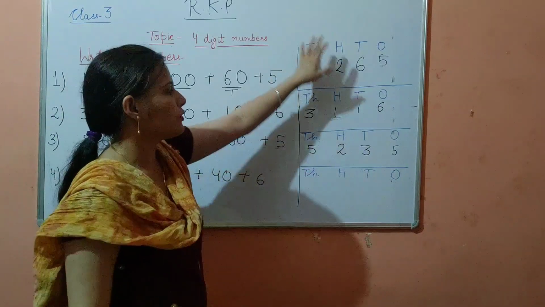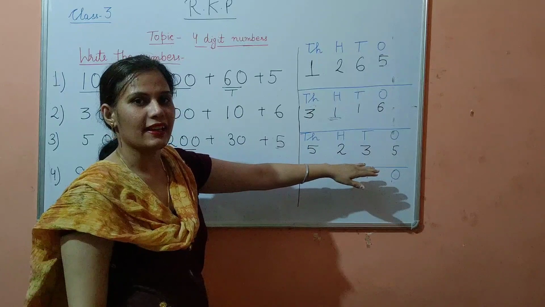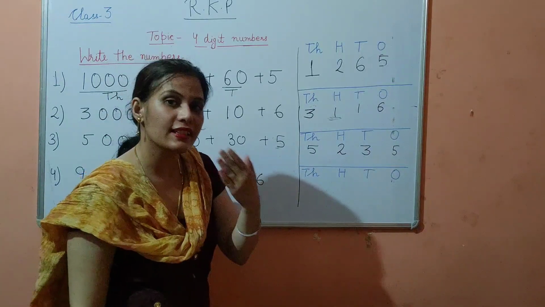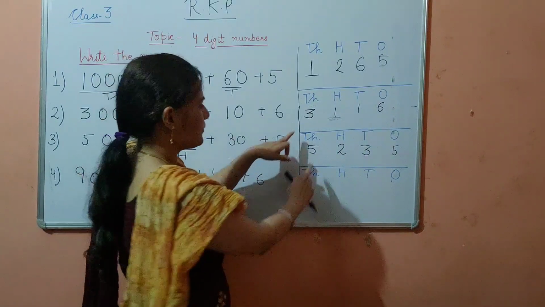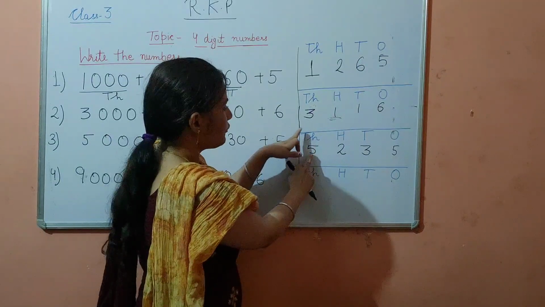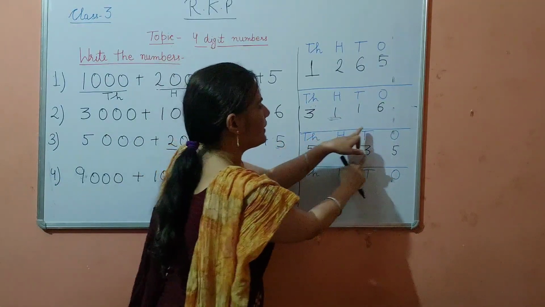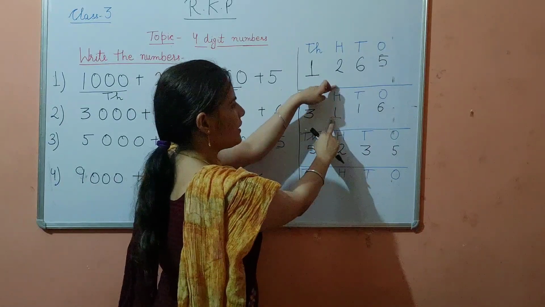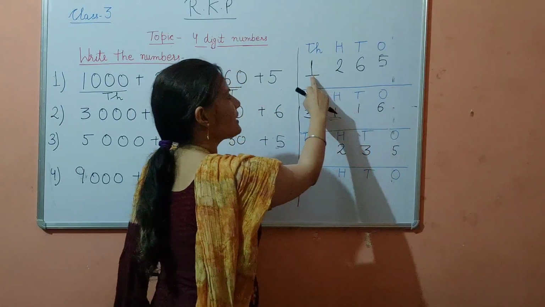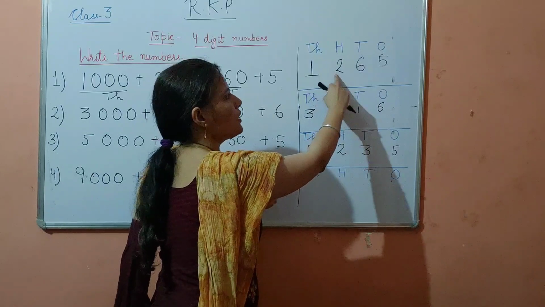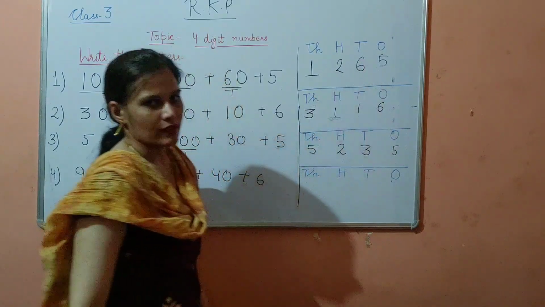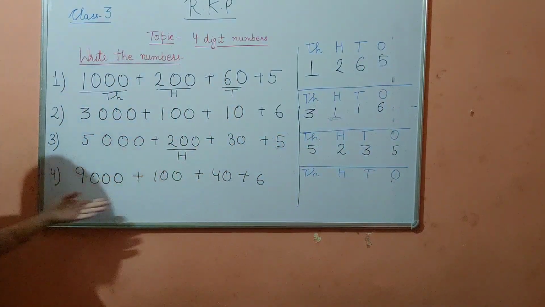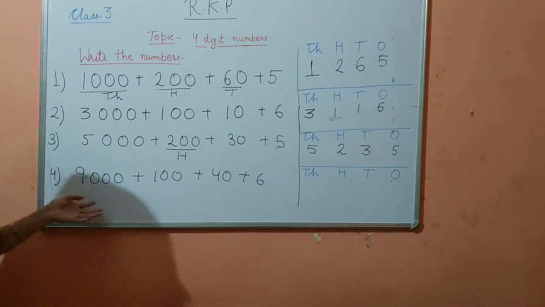So with the help of these numbers, you can easily write the numbers, and you can easily read the numbers also. Like, take this example, 5235. This is 3116, and this is 1265. So students, do this practice question by yourself.